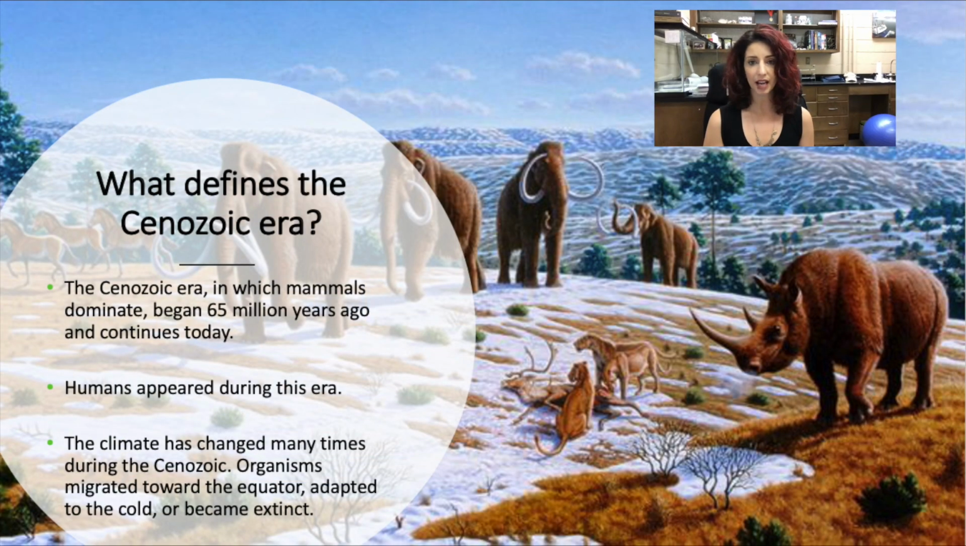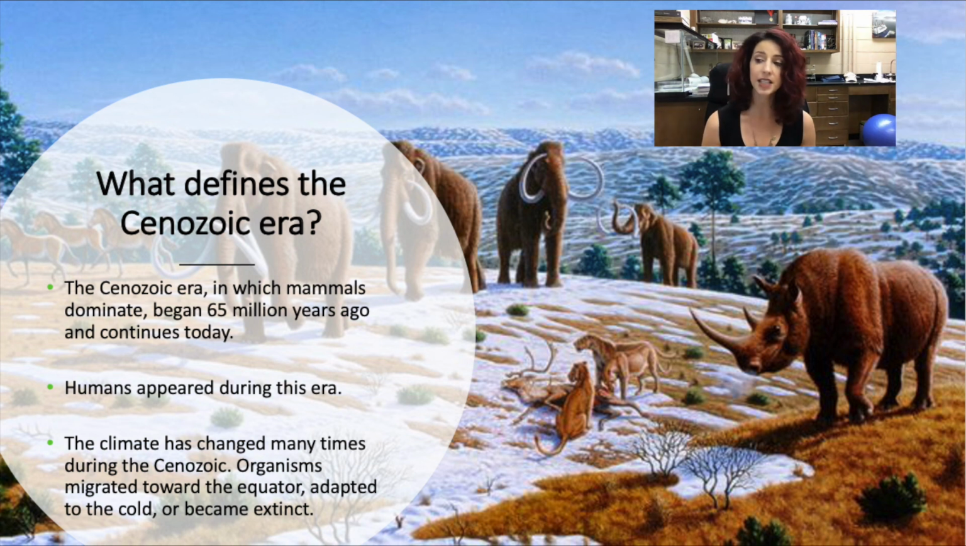The Cenozoic era is even closer to our time period now, and this is when we start getting into woolly mammoths and the saber-toothed tigers and those big, woolly, furry creatures that we associate with when we're talking about fossils. This is pretty much what everybody's mind goes to, the big woolly mammoth. And so during the Cenozoic era, many mammals were dominating. This began about 65 million years ago, and it continues today.